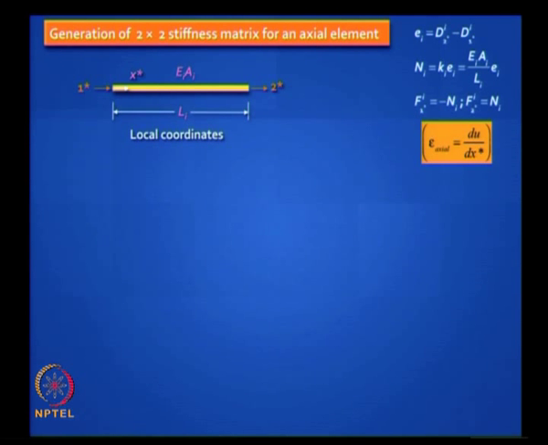They are well known. One more thing, we have said that there are only two axial degrees of freedom. What about displacements within the element? Let us say the displacement at one end is d1 star, at the other end it is d2 star. At the middle of the element, what will the displacement be? d1 star plus, so you can do linear interpolation, right?